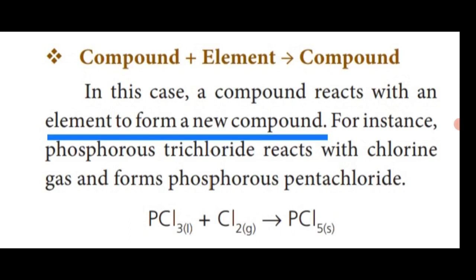A compound and an element react with each other to form a new compound. Already in this reaction an old compound is available. What is the old compound formula? PCl3. The PCl3 is the old compound. The old compound reacts with the chlorine gas to form a new compound. What is the formula of the new compound? PCl5. This is another type of combination reaction.